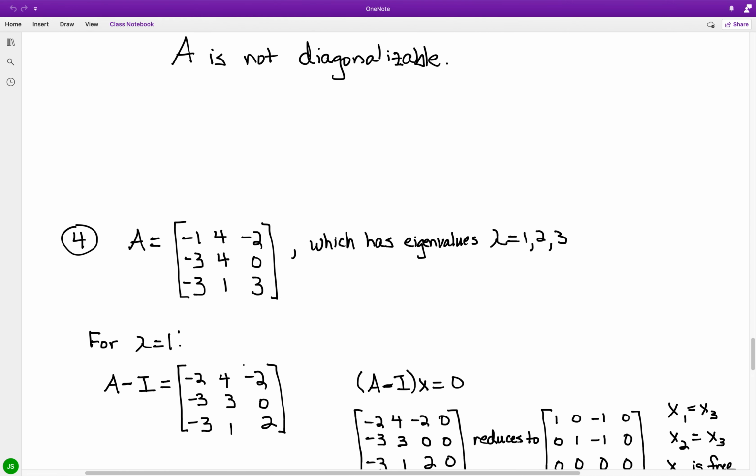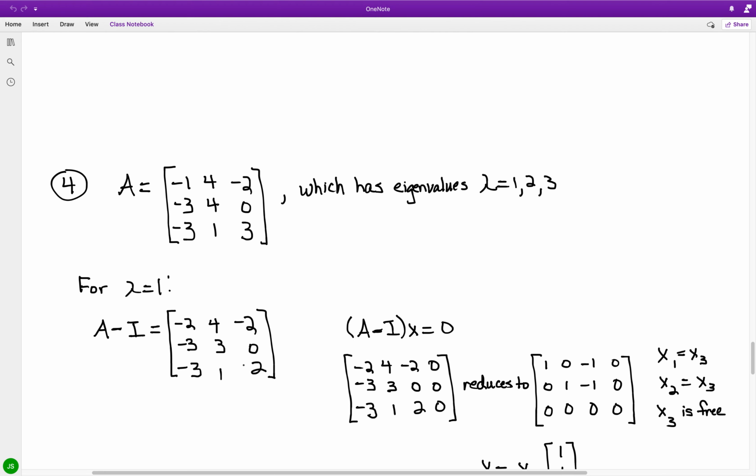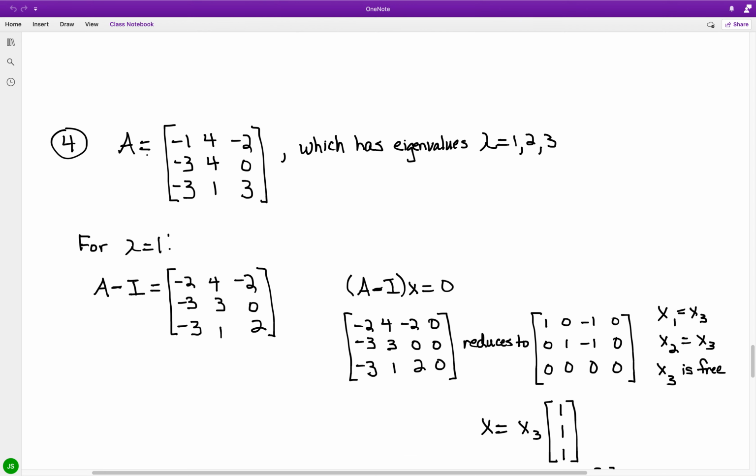Now, to see if we have any better luck, here is another 3 by 3 matrix A. Now we have eigenvalues at 1, 2, and 3, and we take lambda equal to 1. So you have A minus 1I, or A minus I. We have negative 2, negative 3, negative 3, 4, 3, 1, negative 2, 0, and 2.